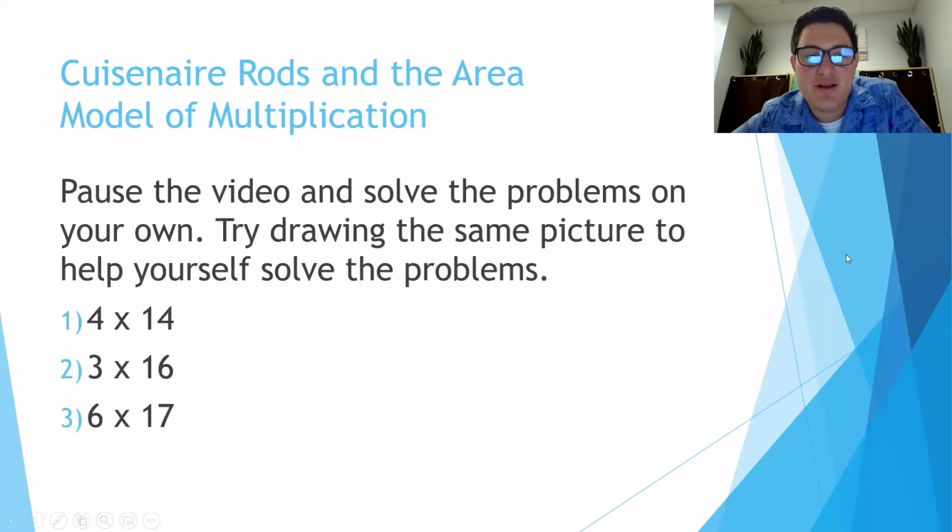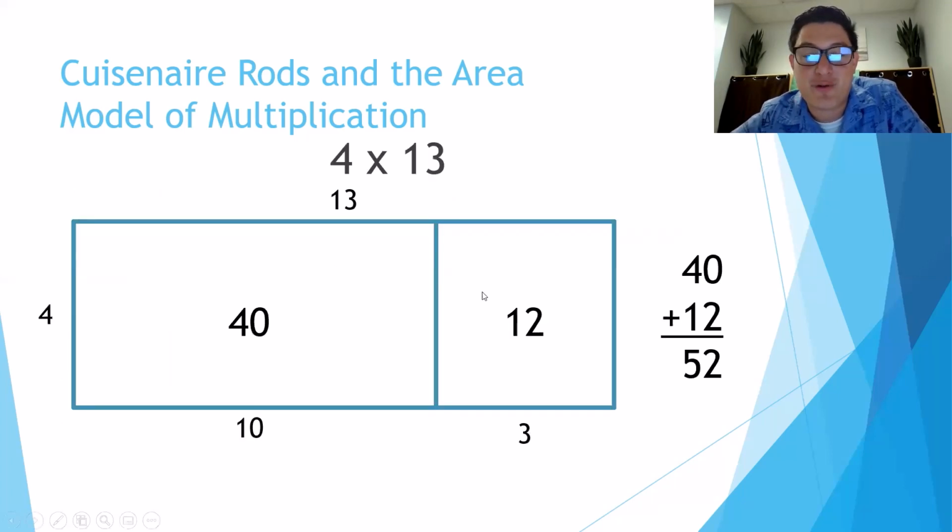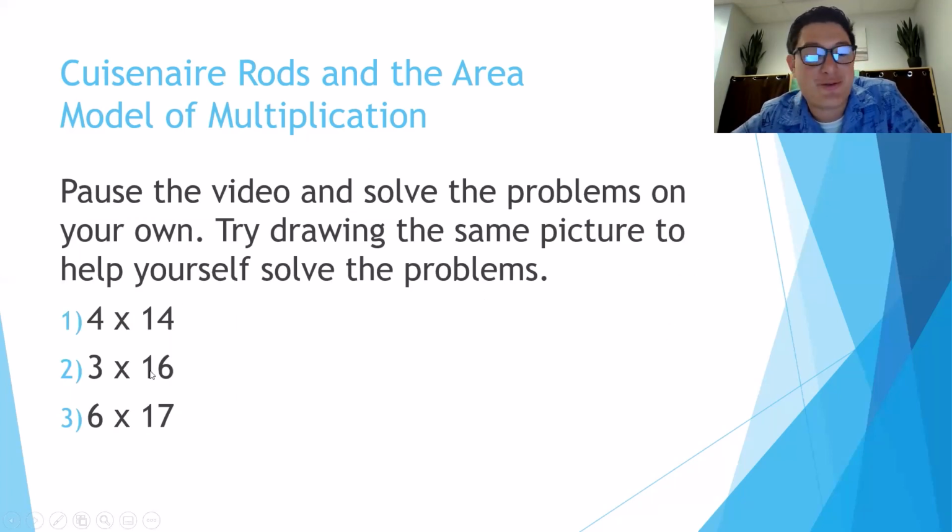So same thing as before, but notice how it's a little bit more efficient in our ability to get this on paper. Now, what I want you to do now is I want you to pause the video and solve the problems on your own. So we have 4 times 14, 3 times 16, and 6 times 17. And then I want you to try drawing the same picture to help yourself solve the problem. So try to see if you can do a rectangle, but with 4 times 14, 3 times 16, and 6 times 17. If you're having trouble with this, ask your teacher for some help.